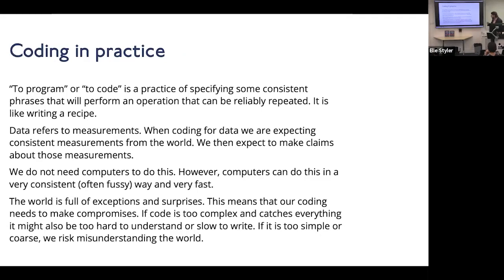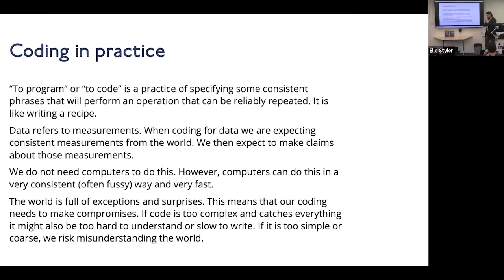where you think, why don't we use code for this? Well, to program is to code, a practice of specifying some consistent phrases that will perform an operation that can be reliably repeated. Now, I use code in Python, but there's a variety of languages. In fact, we use something like code whenever we do a very regular practice. You might think you could encode the practice of tying a shoe, although that would be very complicated to specify. Just think about it. It's not just like lift this one over there. There's really a lot going on.